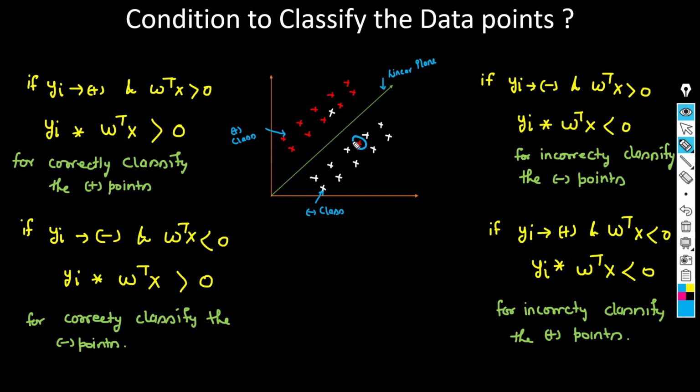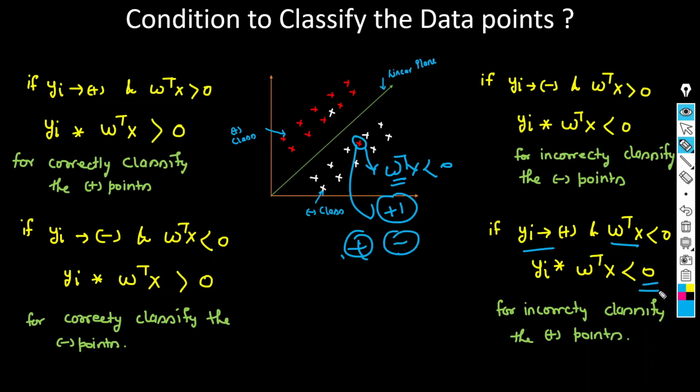Let this be a positive point, but it lies in this particular region. In that case W transpose x will be less than 0, but the class value will be +1. If we multiply y_i and W transpose x, this is positive and this is negative, so the multiplication will be less than 0. So this is also incorrect classification. For incorrect classification our equation will be like this for both cases, positive and negative.